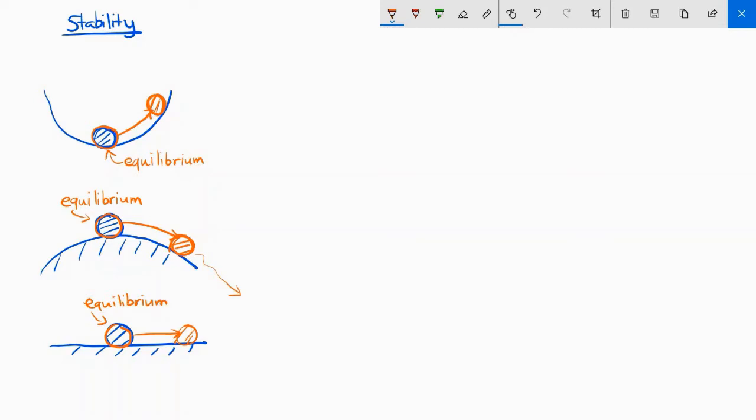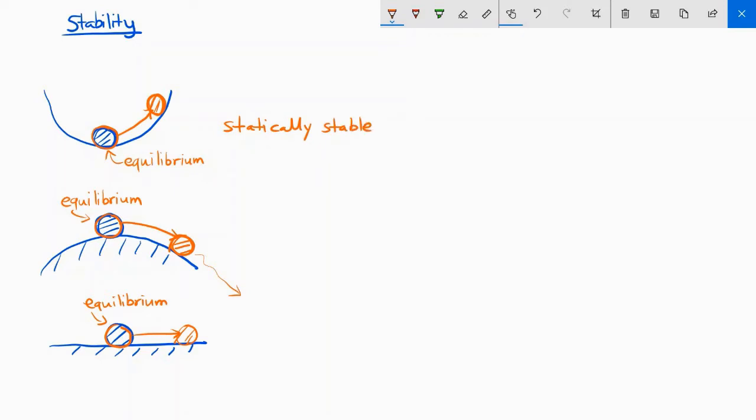Now, when you displace this object from the equilibrium condition, how does it behave? That will determine its stability characteristics. In the first example, you displace the ball from its equilibrium, it tries to come back to the equilibrium condition. Okay, so this is an example of a statically stable case. This is statically stable.